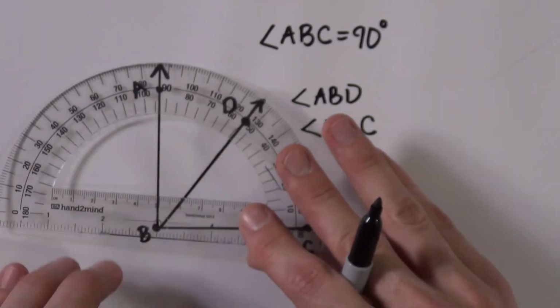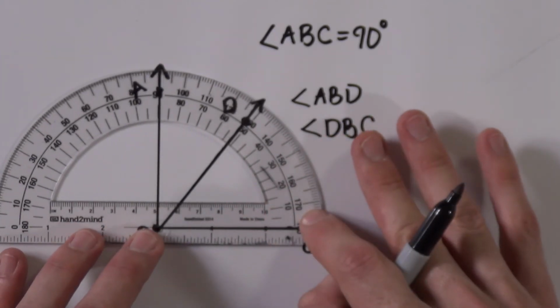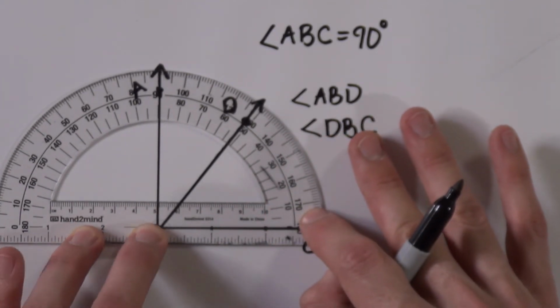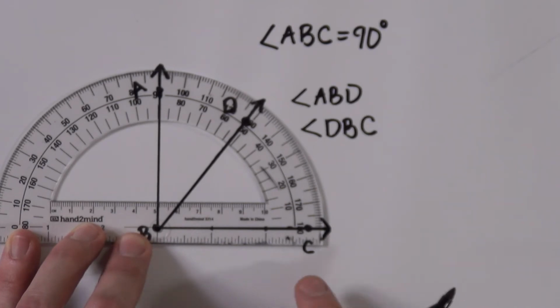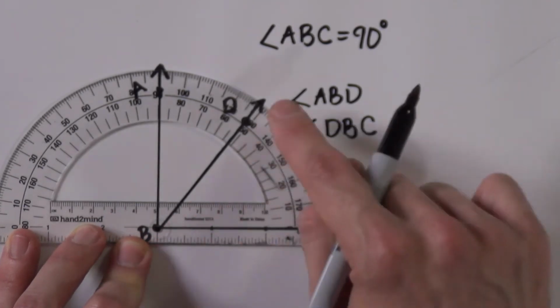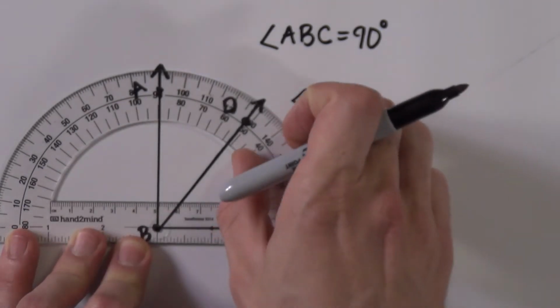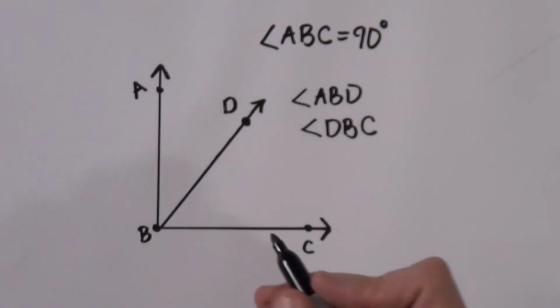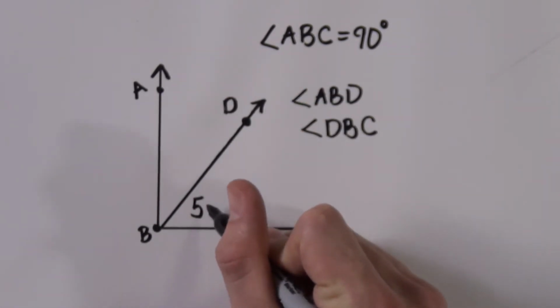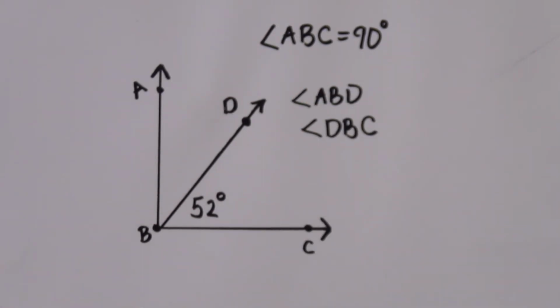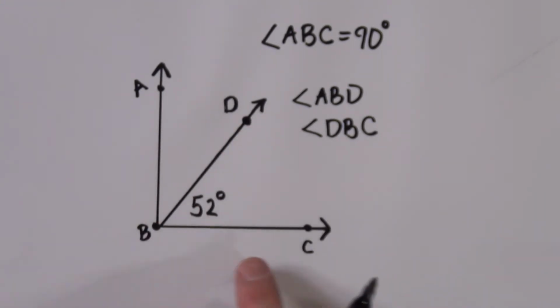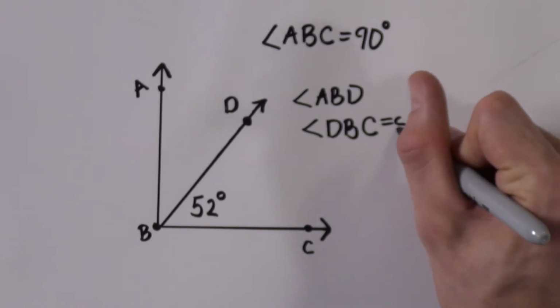Usually when students are assessed on this, they'll be given one of these two angle measures. So I'm actually going to use my protractor here. Students don't necessarily have to do this, but I'm just going to measure angle CBD using my protractor, and I get that it's 52 degrees. So I'll write in here 52 degrees. So I know that angle DBC is 52 degrees.